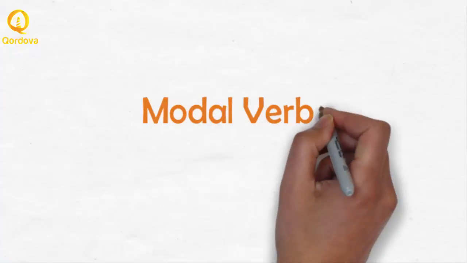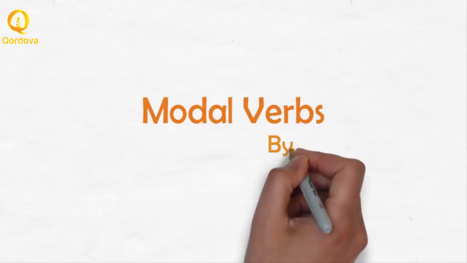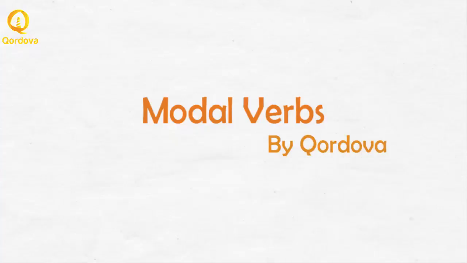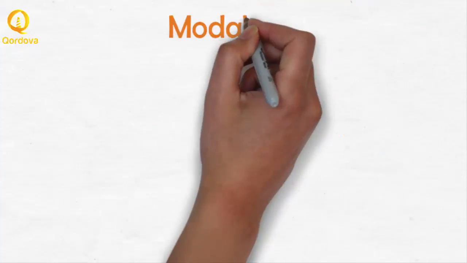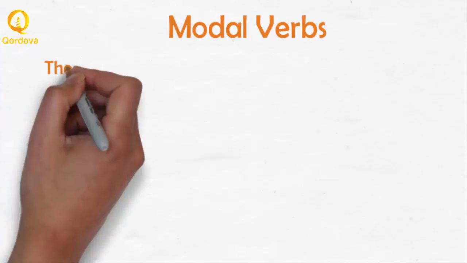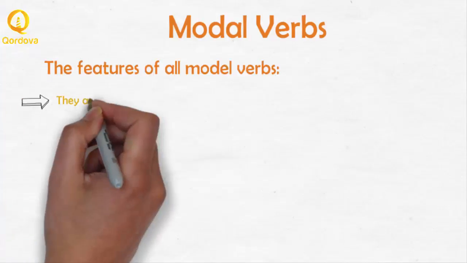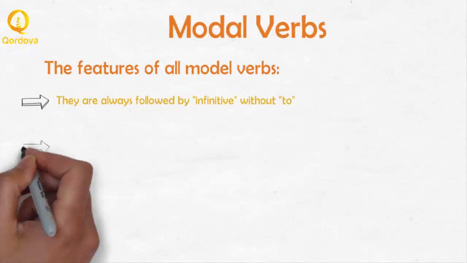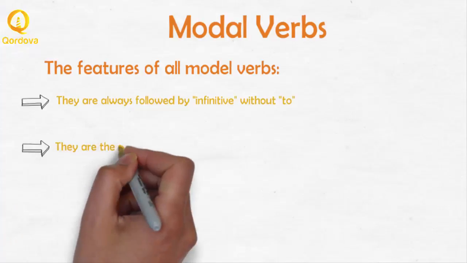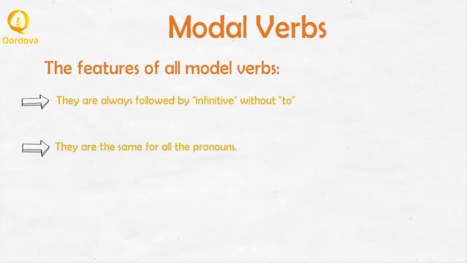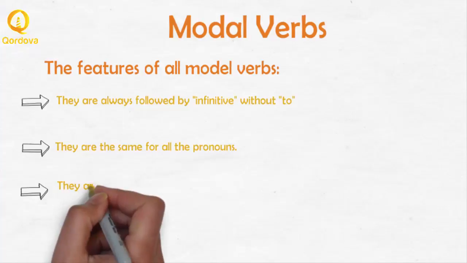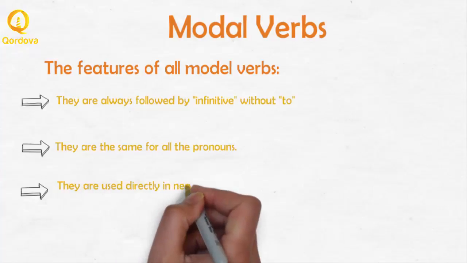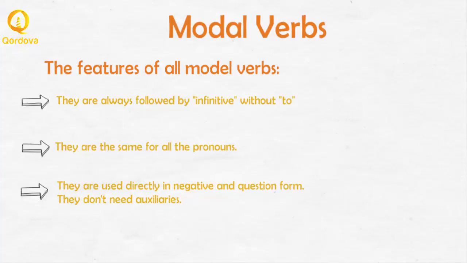In today's video, we're gonna talk about modal verbs. But firstly, let's learn some important information about modal verbs. Number 1, they are always followed by infinitive verbs. Number 2, they are the same for all pronouns and names. Number 3, they are used directly in question and negative forms. They don't need auxiliary verbs.